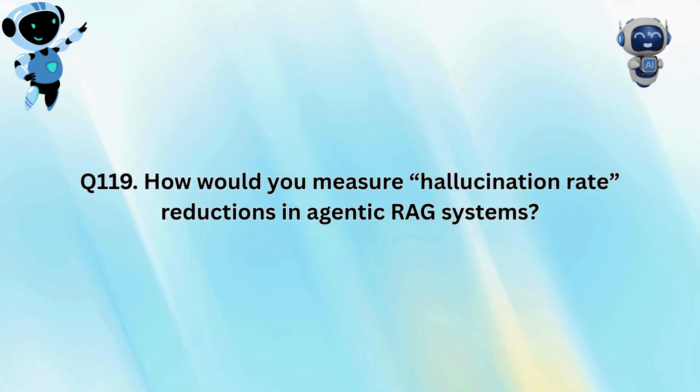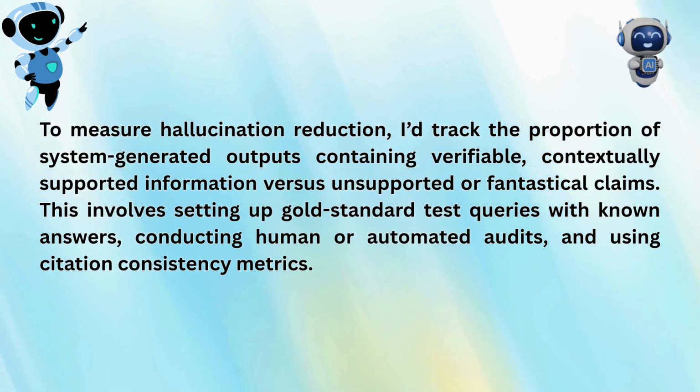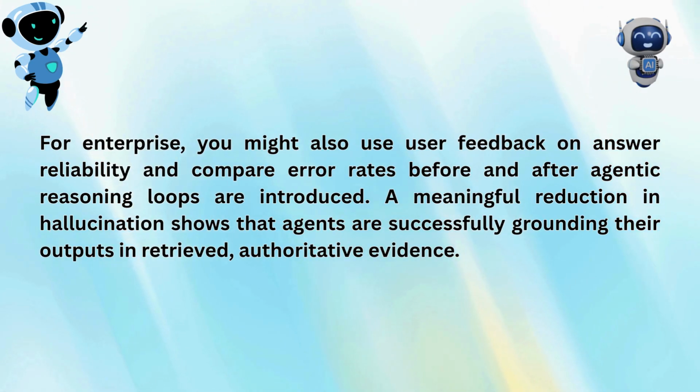How would you measure hallucination rate reductions in agentic RAG systems? To measure hallucination reduction, I'd track the proportion of system-generated outputs containing verifiable, contextually supported information versus unsupported or fantastical claims. This involves setting up gold standard test queries with known answers, conducting human or automated audits, and using citation consistency metrics. For enterprise, you might also use user feedback on answer reliability and compare error rates before and after agentic reasoning loops are introduced. A meaningful reduction in hallucination shows that agents are successfully grounding their outputs in retrieved, authoritative evidence.